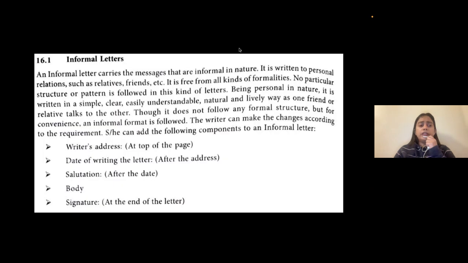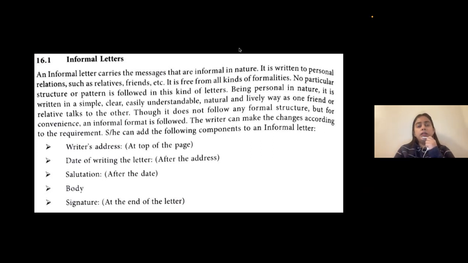Your informal letter is a letter which is personal in nature. It is written to relations, relatives, friends, etc. And it is free of all the formalities. What do we mean by free of all the formalities? The structure and the language of it is personal in nature. It is lively. It is simple. It carries with it a tone of expressing yourself.